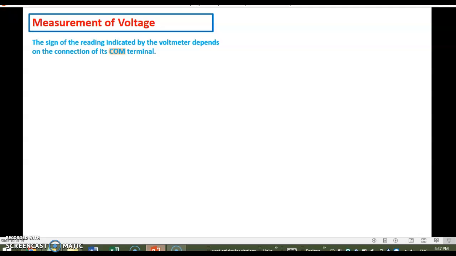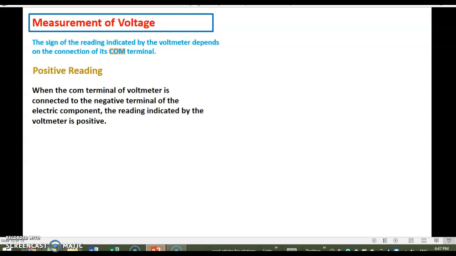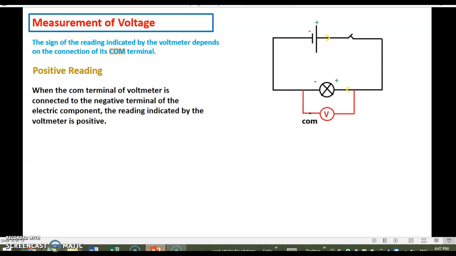Now the sign of the reading indicated by the voltmeter depends on the connection of its COM terminal, just like the sign of the reading indicated by the ammeter. So to obtain a positive reading, again, we have to connect the COM terminal of the voltmeter to the negative terminal of the electric component. In this case, as you can see in this figure, we have the electric current coming out of the positive terminal of the battery. So it passes through the lamp from the right to the left in this case.